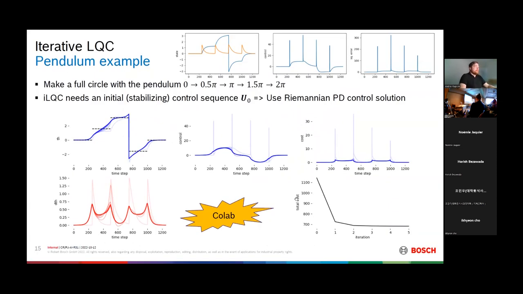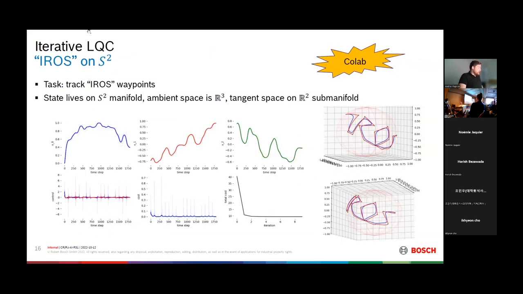So this is kind of a first example of showing that iterative LQC also works in Riemannian manifolds, and the implementation is relatively straightforward, as long as you are consistent with the tangent space computation. Then consider now the S2 manifold, because I want to convince you that it's useful for more than just pendulum control. And S2, or in robotics the S3 manifold, is very relevant, representing rotations.